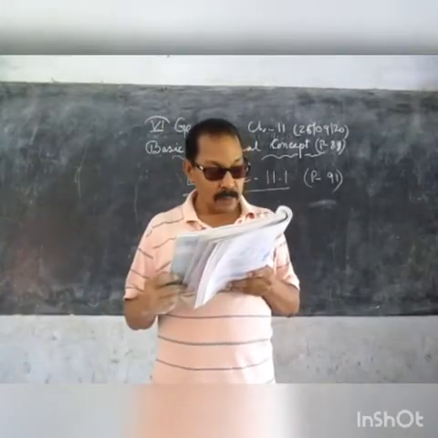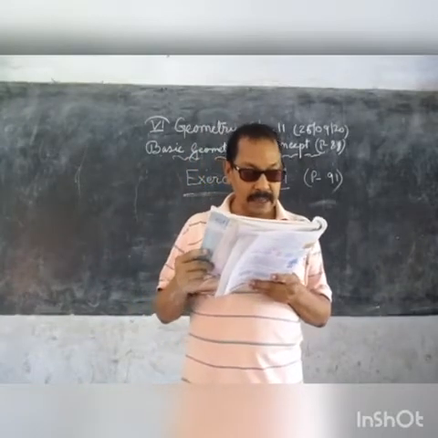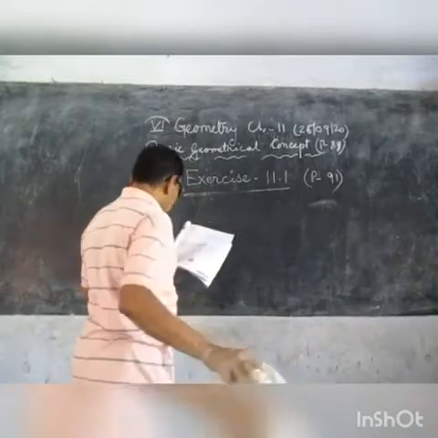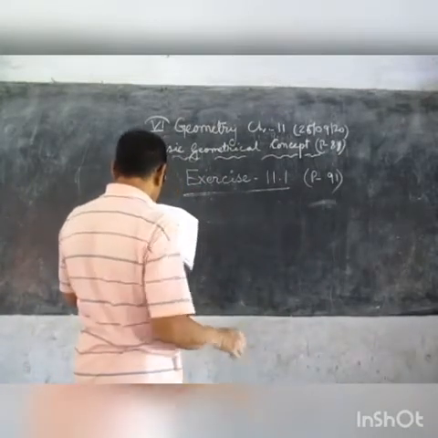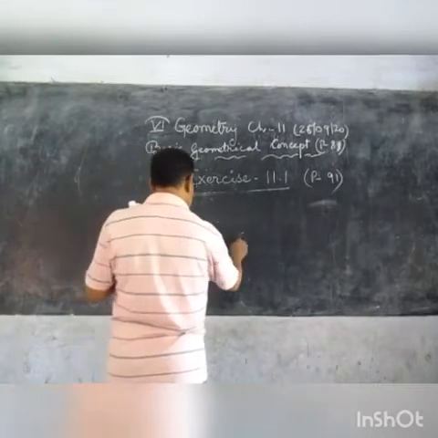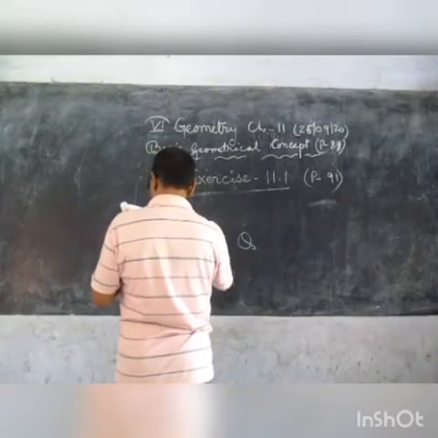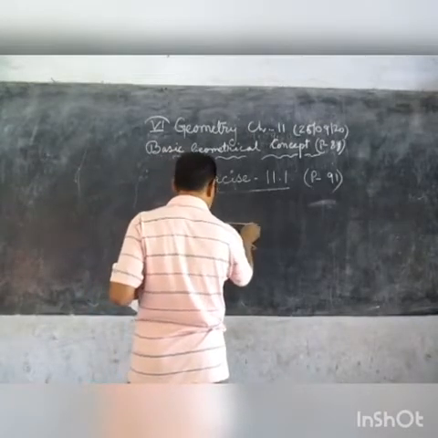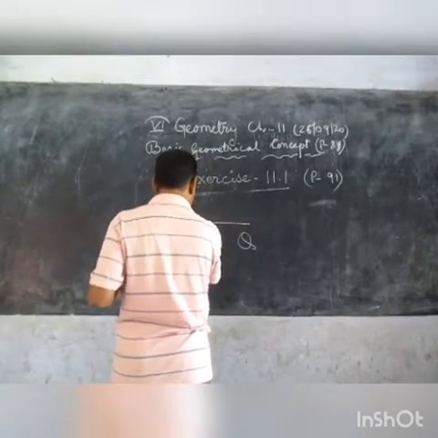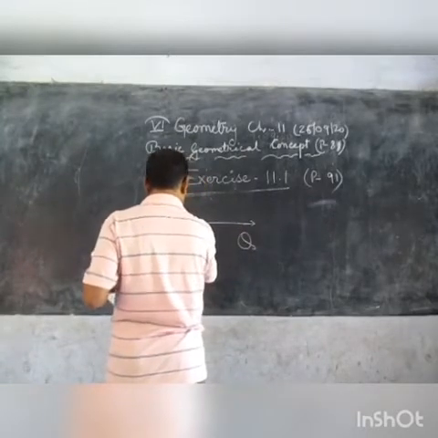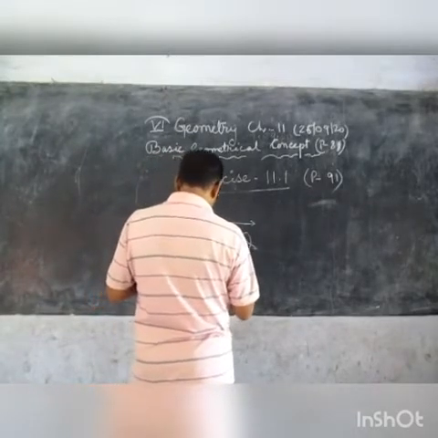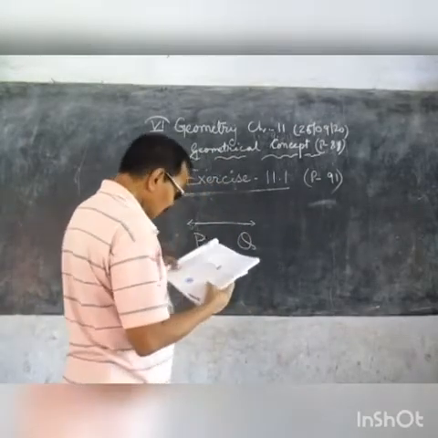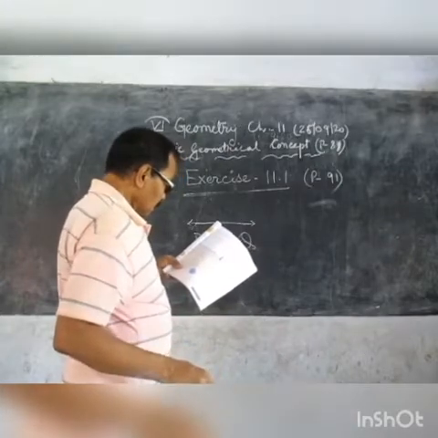Number 4, mark 2 points P and Q on your notebook. So you do it yourself. Mark 2 points P and Q on your notebook and draw a line passing through them. Suppose P Q. You can draw only one line. So very easy. Then 5.